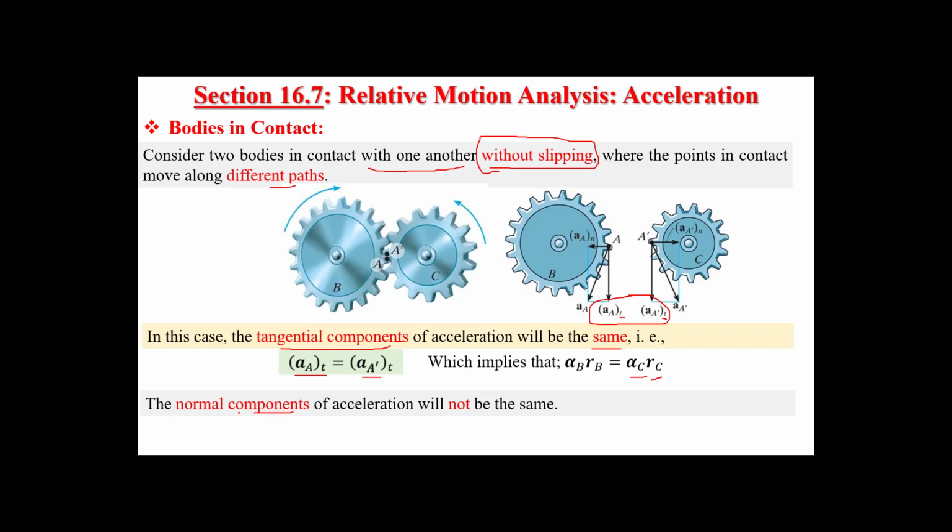But the normal components will not be the same. So we can say that the normal acceleration of gear B at point A will not equal the normal component on the other gear. As a result, the acceleration for gear B at point A will not equal the resultant acceleration on the other gear. Yes, the tangential components are equal, but the normal are not equal, so the resultant acceleration will not be the same.